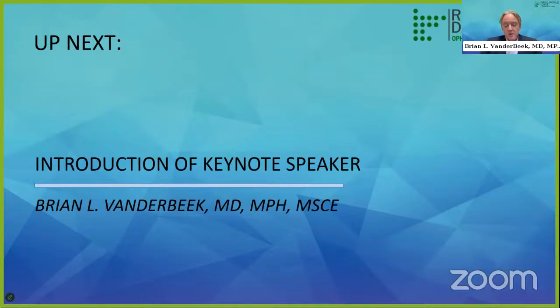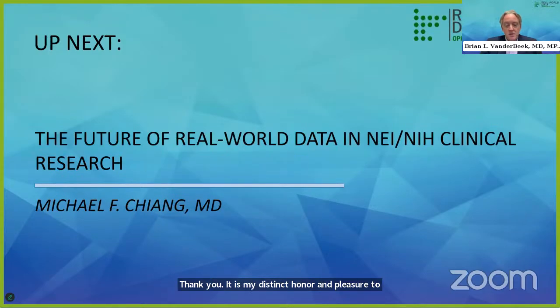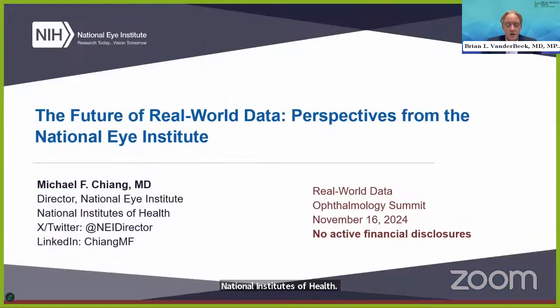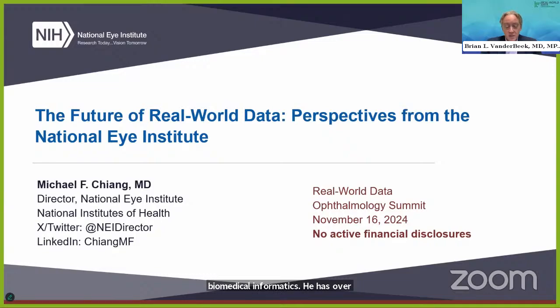Great. Thank you. It is my distinct honor and pleasure to introduce our keynote speaker. Dr. Michael Chang is the director of the National Eye Institute of the National Institutes of Health. Prior to becoming director and even throughout his time, he has been a powerhouse researcher in the areas of artificial intelligence, retinopathy of prematurity, biomedical informatics. He has over 350 publications, nearly 25,000 citations of his work. He has been a tremendous champion for the use of real-world data and cooperative data science. So again, it's my honor to introduce Michael Chang.